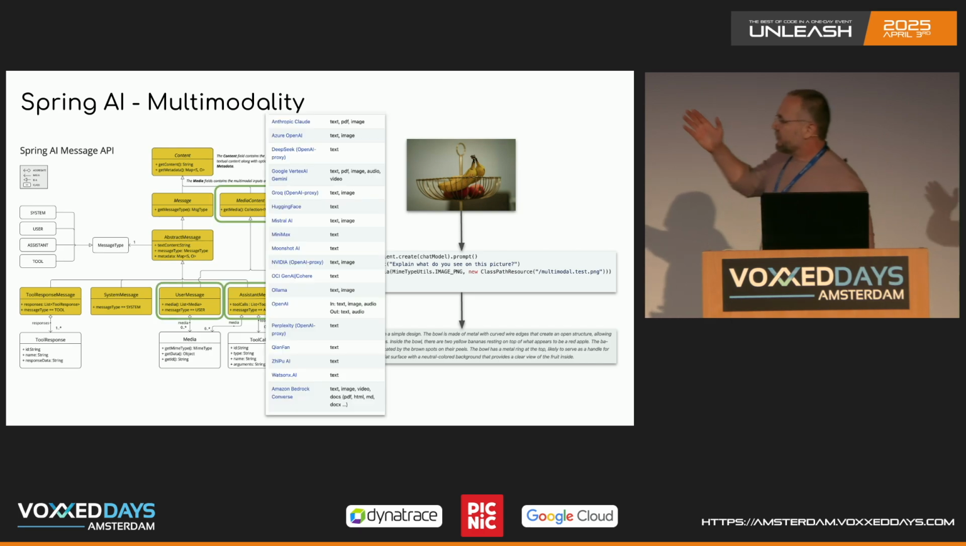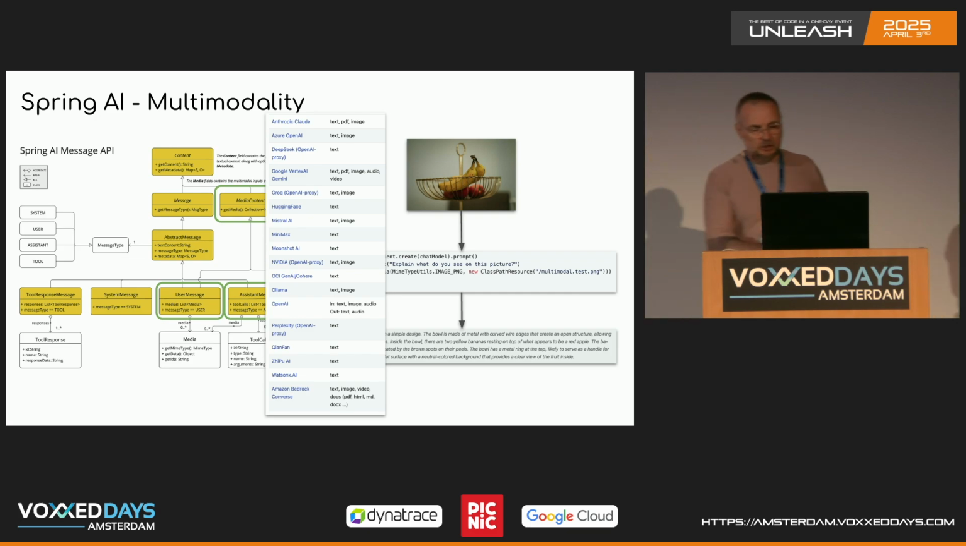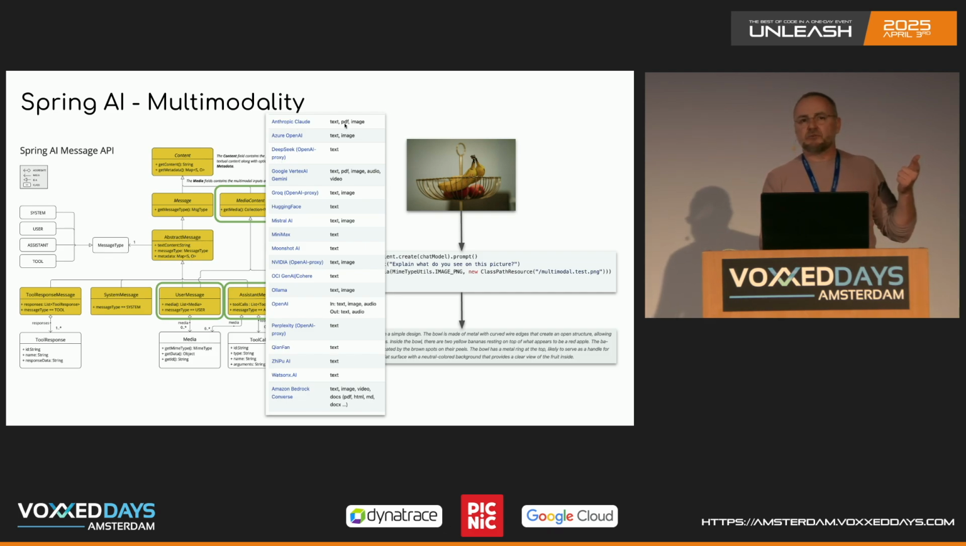Okay, and this is from our Spring documentation. You can see this column here, which is the different modalities. You can see that Anthropic also supports PDF. You can pass a PDF file and then ask some questions, for example, to convert it to Markdown or something else, image.